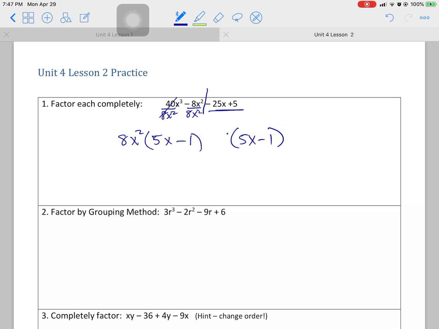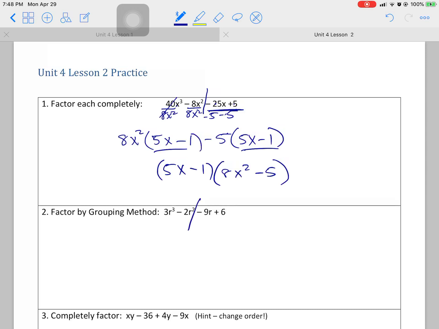How do we turn these two terms into 5x minus 1? Well, what they have in common is a positive 5, right? If I take out a negative 5, that'll fix the signs for me, right? Negative 25 divided by a negative 5 is a positive 5. Positive 5 divided by negative 5 is a negative 1. What they have in common is 5x minus 1, so their greatest common factor is that, and then what's left gets in parentheses together. Okay?